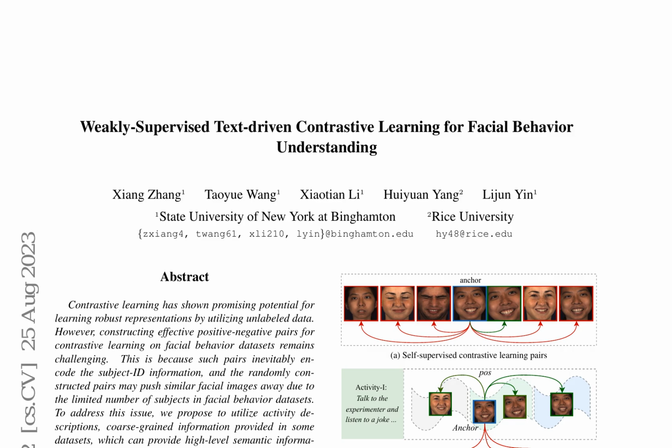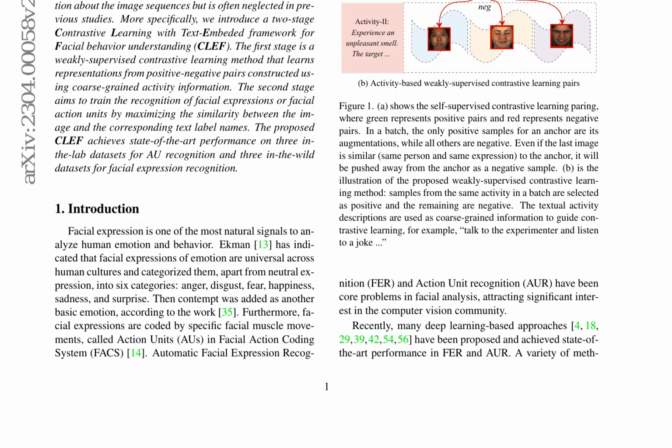The facial expression recognition (FER) and action unit recognition (AUR) tasks have garnered significant interest in the computer vision community. Recent studies have proposed various deep learning-based approaches to achieve state-of-the-art performance. However, constructing effective positive-negative pairs for contrastive learning on facial behavior datasets remains challenging due to subject ID information and limited subjects. The proposed text-driven contrastive learning method, CLEF, addresses this issue by utilizing coarse-grained information and text-embedded labels.